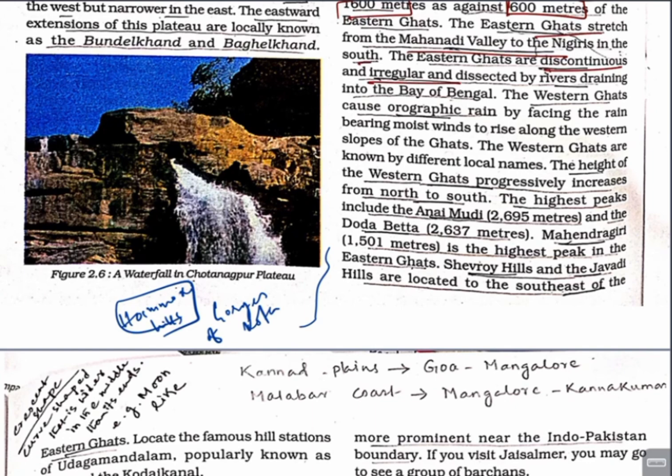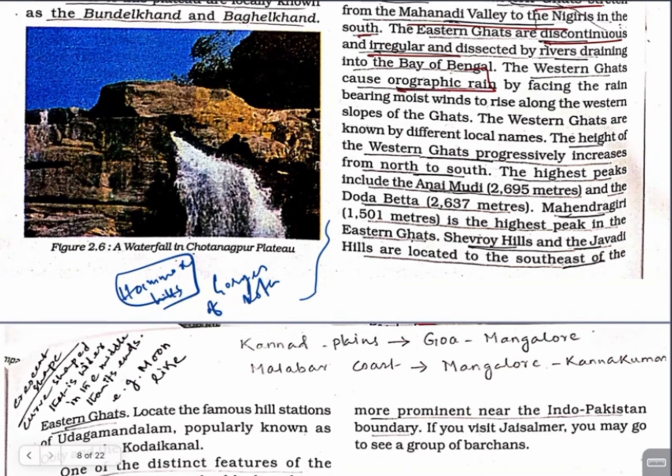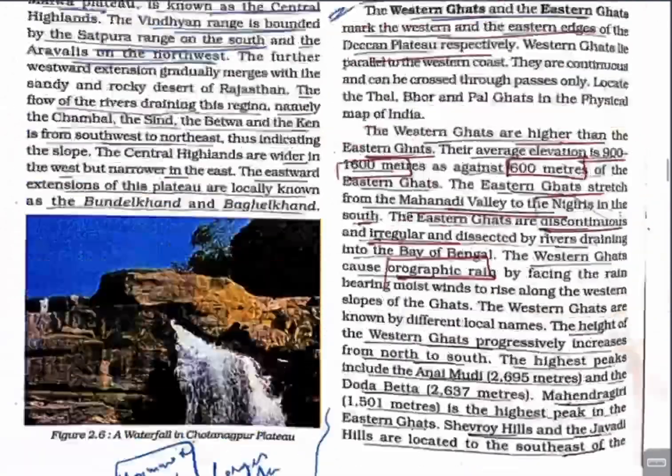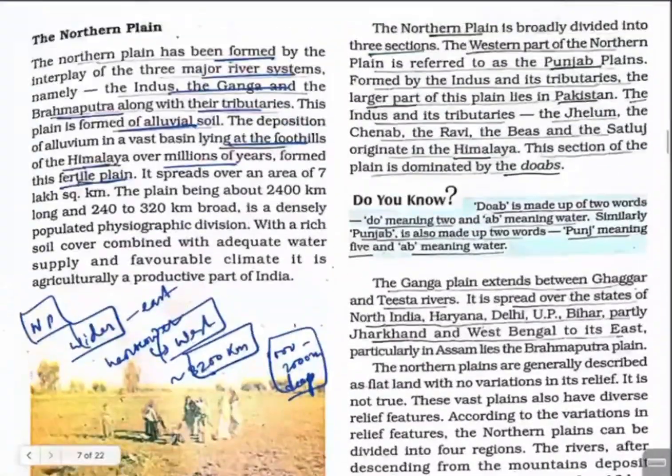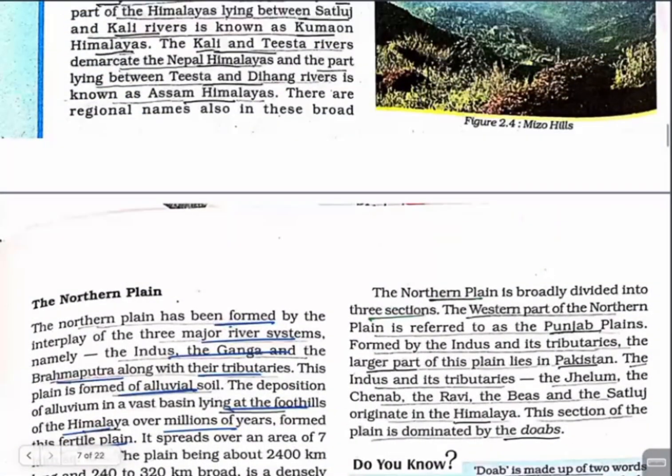The Western Ghats cause orographic rain. So if we talk about orographic rain, what is orographic rain? Suppose this is the hills.